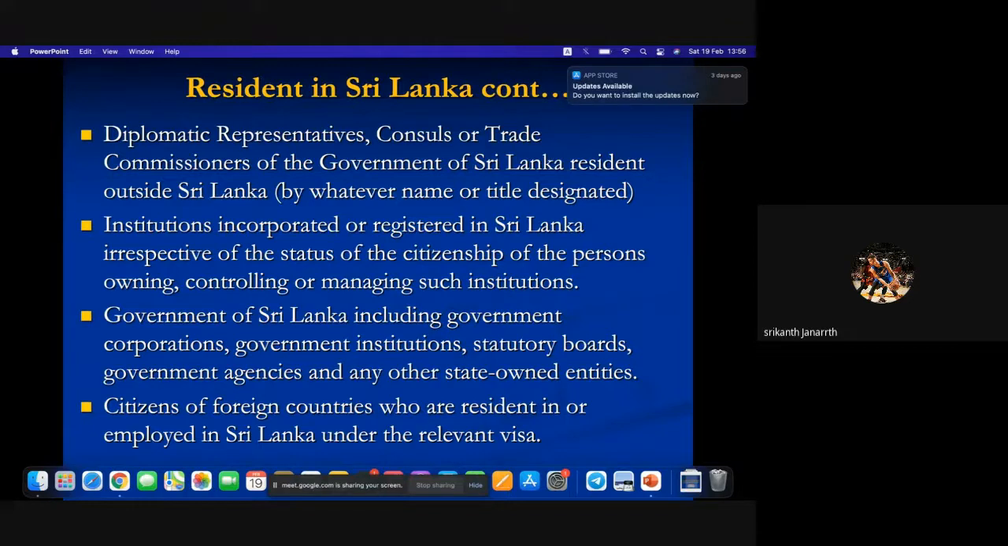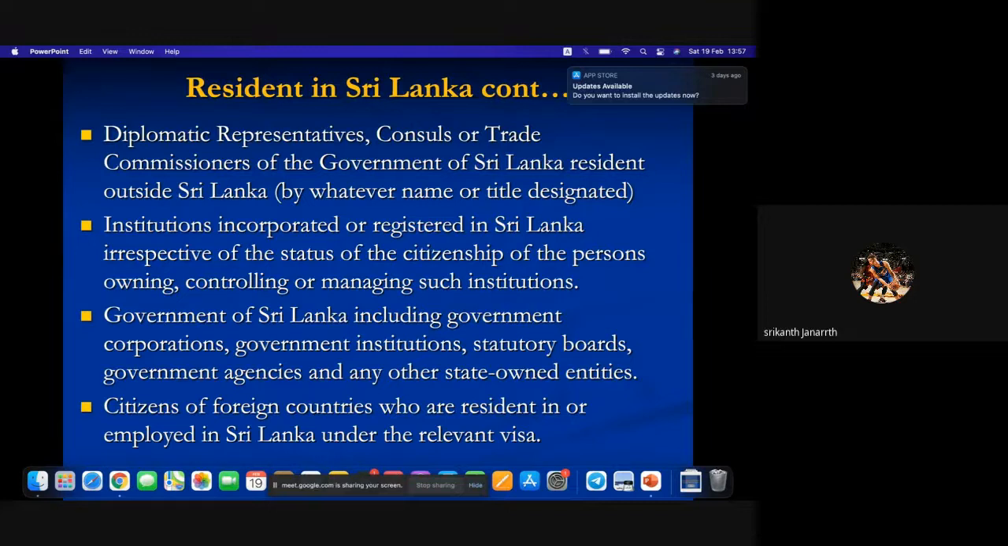Why? They are on a different visa, a diplomatic visa. They are representing Sri Lanka. Though they are physically not in Sri Lanka, still they are resident. So these are exceptions, right? So you should know the different categories of resident. It is not only you and me who are resident. There are other people who are studying abroad, or holding a government position in another country. They are resident, right? Okay.